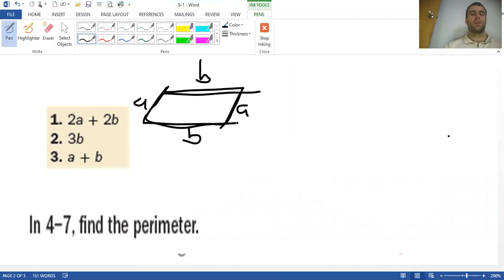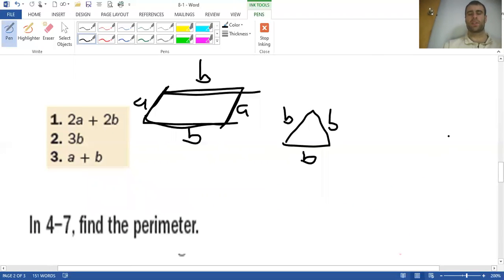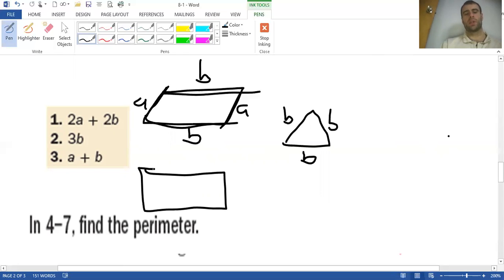Okay. Number 2, it wants a shape with a perimeter of 3b. So I'll draw an equilateral triangle with all 3 sides length b. Now this one's the one that people always get stuck on. But it's quite simple, you see. If you draw a rectangle where one side is half A and the other side is half B, well, then you've done it.